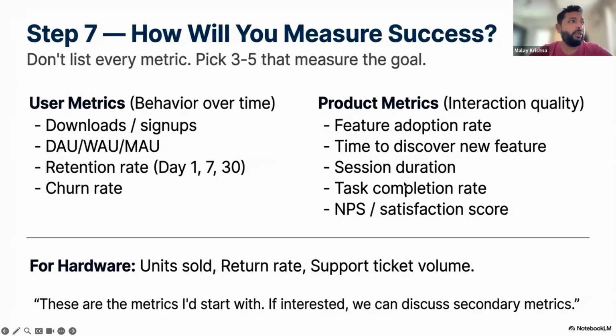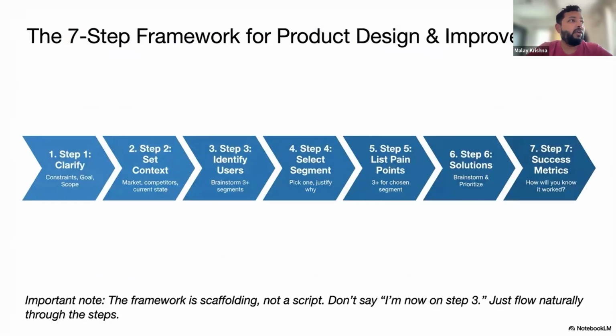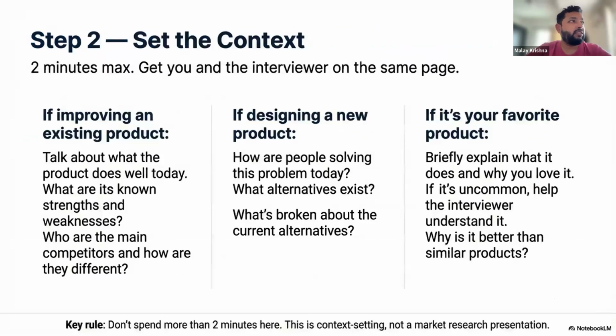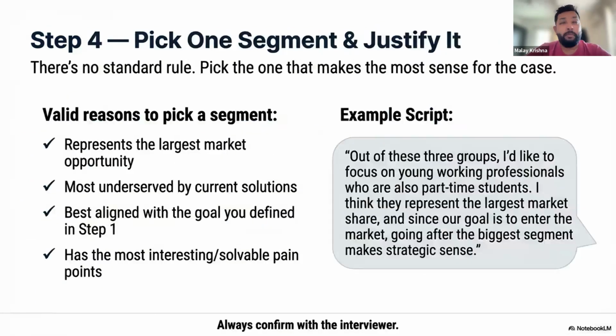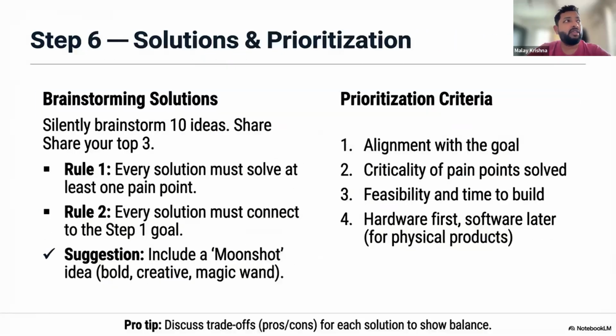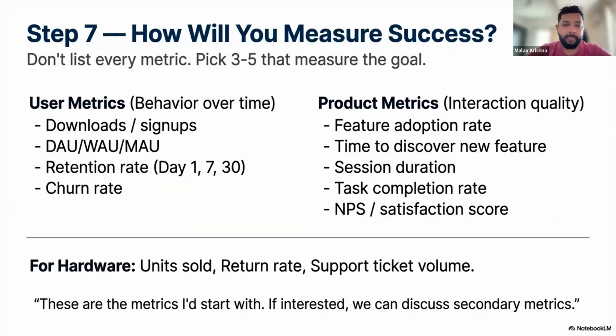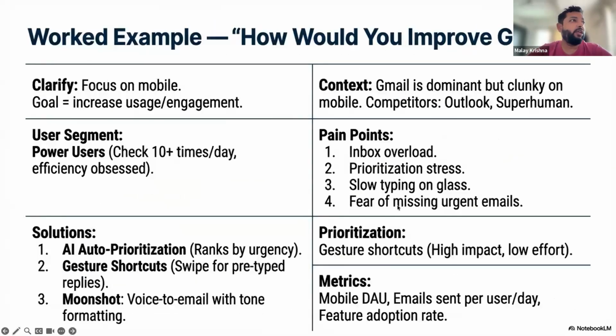Once again, very quickly to recap the framework: clarify, set context, brainstorm user segments, pick one segment and justify it, figure out some pain points for this segment, solutionize and prioritize, and then define success, right? Let's take an example for it to become even easier for you to understand. We'll take an example of improving Gmail. So let's assume that you sat in an interview and someone asked, hey, how would you improve Gmail?